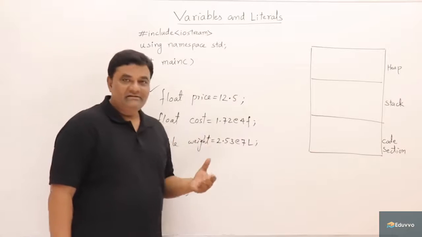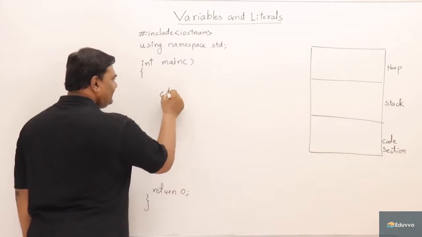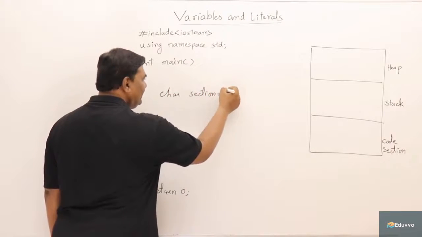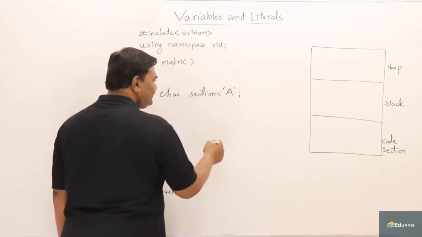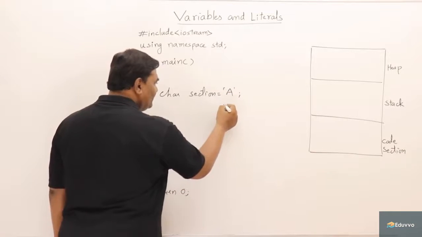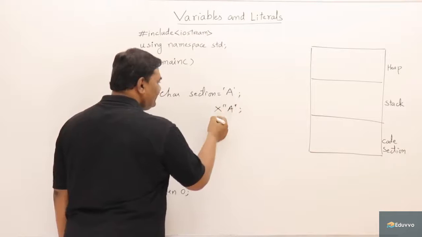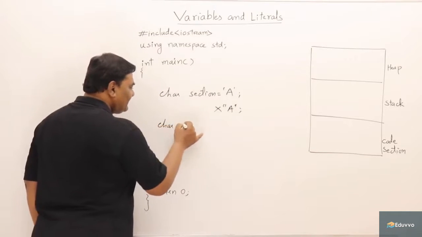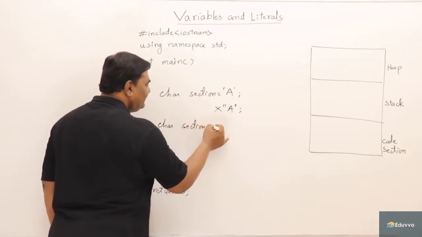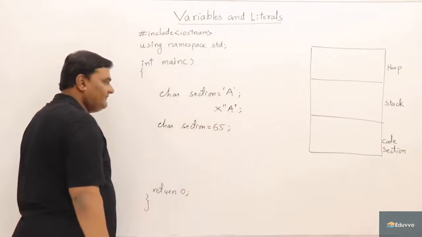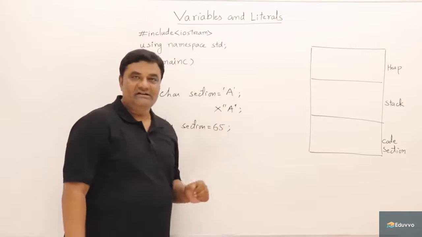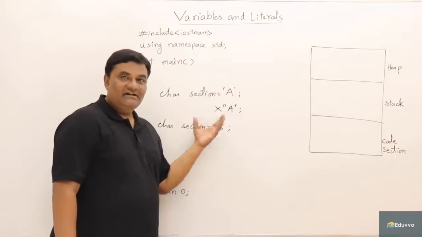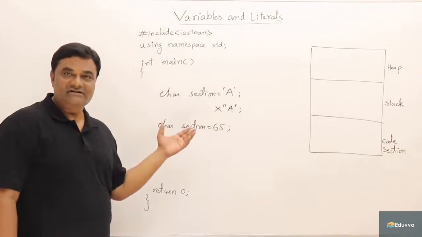Now next, let us see character literals. When we declare a character type variable, suppose section, a class section A, it must be given in single quotes. If you use double quotes for A, then this will be a string. It is not a character. It should be in single quotes. Or otherwise, char section, I can even write a numerical value, that is 65, because 65 is the ASCII code for A. So you can write an integer literal for initializing a character type variable. So this is about character.